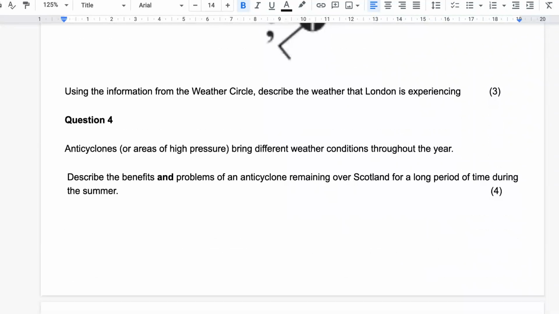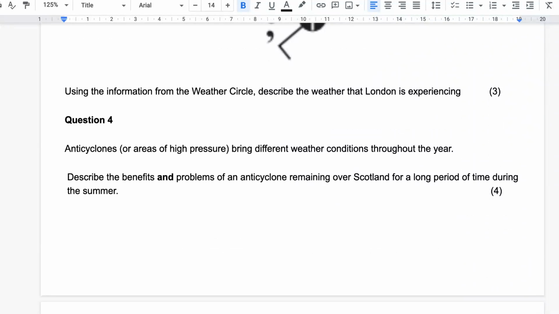Right, question 4 is really about decoding what an anticyclone is, or areas of high pressure. Now, you might not get given that piece of information in an exam. You might just be reliant on it saying an anticyclone brings different weather conditions throughout the year. Now, the question very specifically asks you to describe the benefits and problems of an anticyclone remaining over Scotland for a long period of time during the summer.